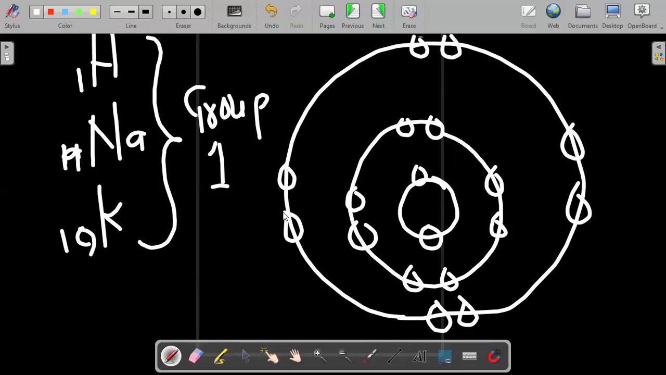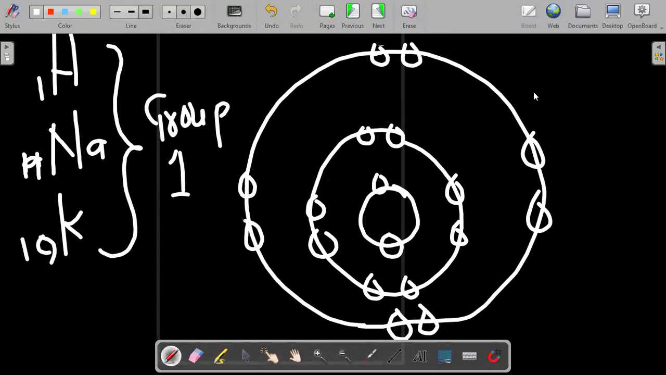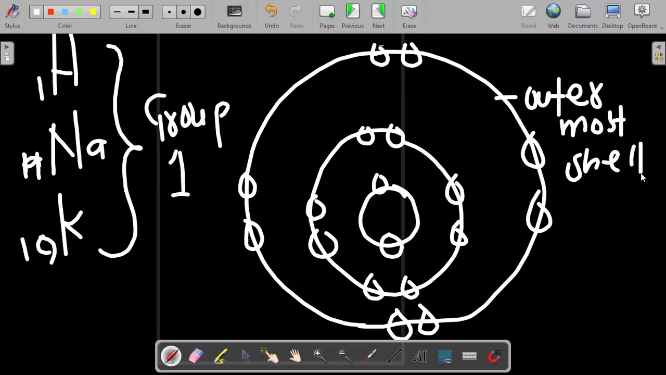Then the last shell is what we call the outermost shell. This one is called the nucleus, which is the center. The last one is referred to as the outermost shell.